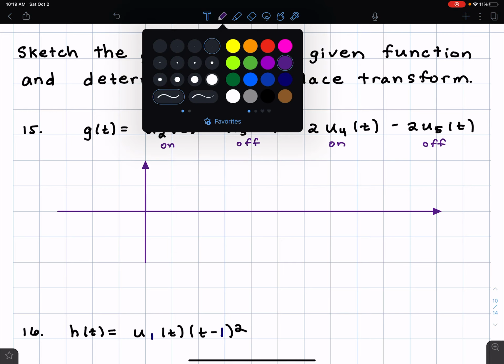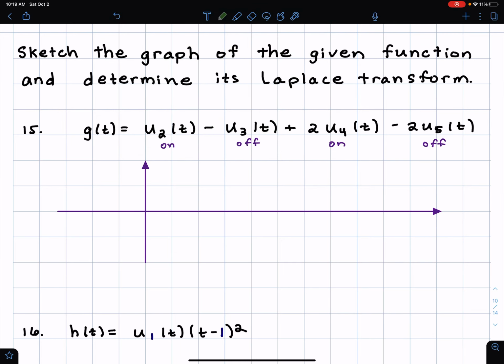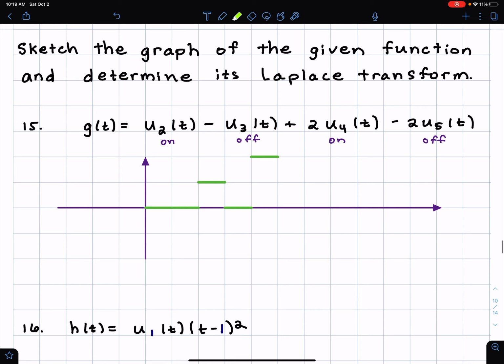So what are we turning on here? Well, let's pick this color here. The function is 0 all the way up to 2. And then it turns on at 2, but then we subtract it at 3, so it turns off at 3. And then it turns on again at 4, but we multiply by 2, so we're up here. And then we subtract off the 2, turn that off at 5, and it keeps going.